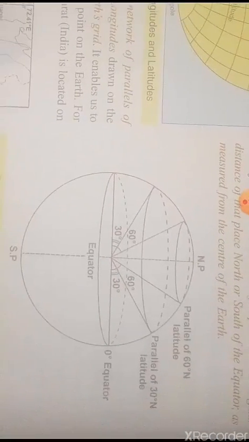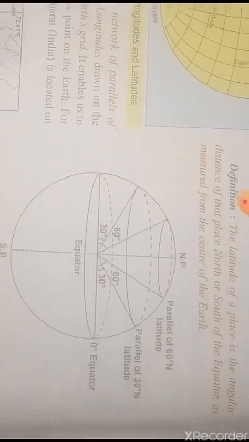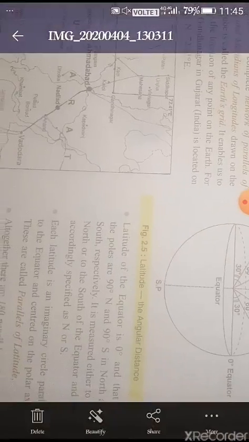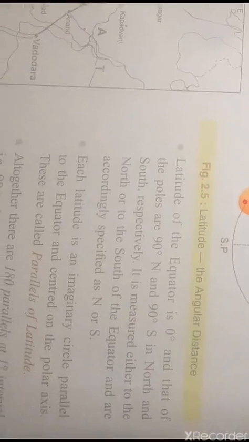The imaginary circle circumscribing the earth around the center of the earth being equidistant from the poles and drawn through the center with a plane perpendicular to the axis is called as equator. It divides the earth into two equal halves, northern hemisphere and southern hemisphere. The other lines of latitude are drawn parallel to the equator in circles and grow smaller towards the poles. These are called as parallels of latitudes. Latitude of equator is 0 degree and that of the poles are 90 degree north and 90 degree south in north and south respectively.